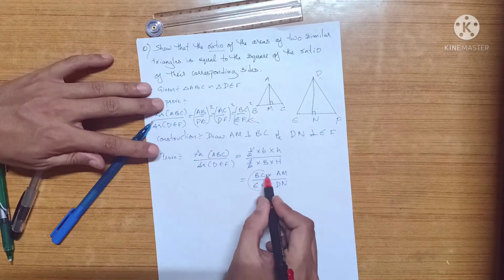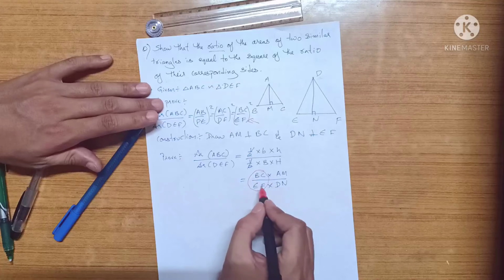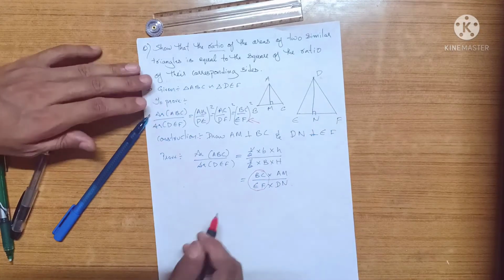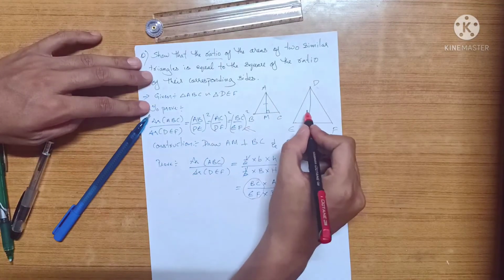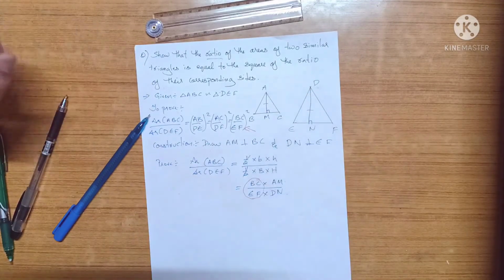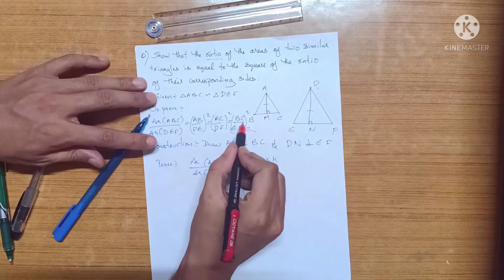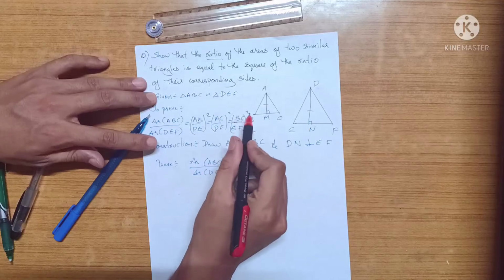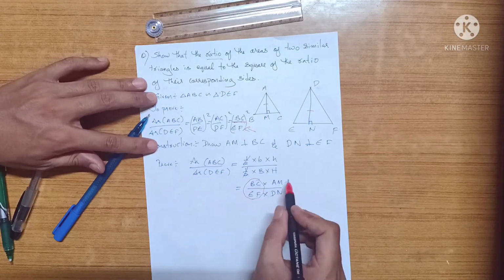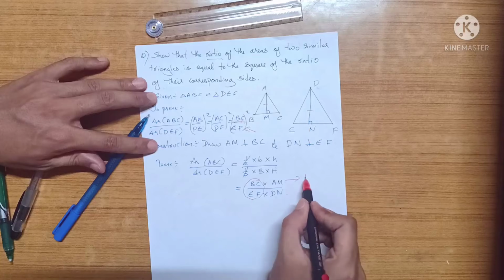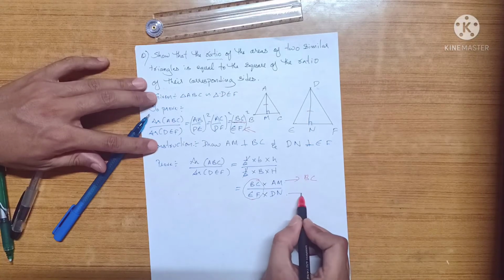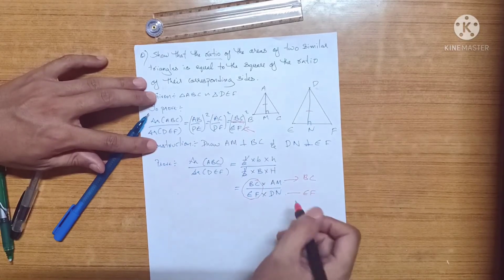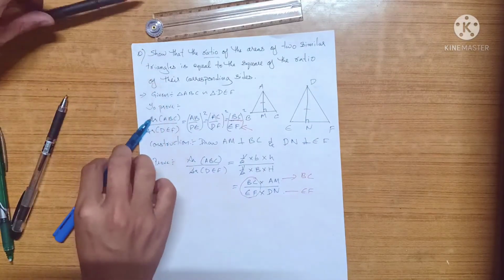So this was, don't do the red part, okay? This we have already got, so we have to somehow eliminate AM and DN, right? So what is AM? AM is this, DN is this. If you look here, this one is BC square, this is EF square. So if I can replace AM by BC and DN by EF, then it will become BC square by EF square, right?